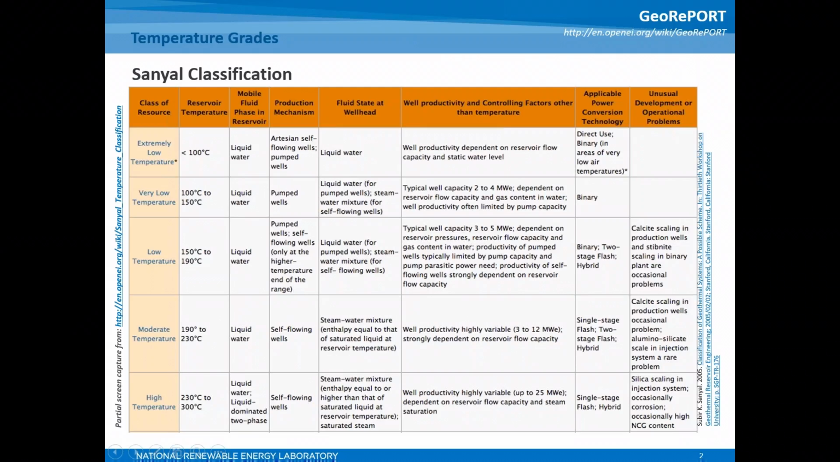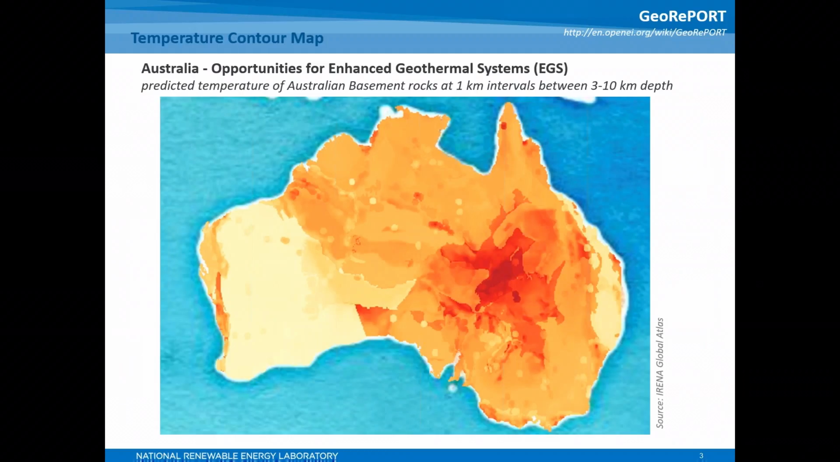One way we could do this is by looking at resource temperature. Many temperature scales have been developed by the USGS, by Nicholson, by Ben Ritter, and Cromie. Here is an example temperature grading scale developed by Subir Sanyal in 2005, showing 5 temperature grades, from extremely low temperature to high temperature. We can take these grades and evaluate a country's geothermal resource.